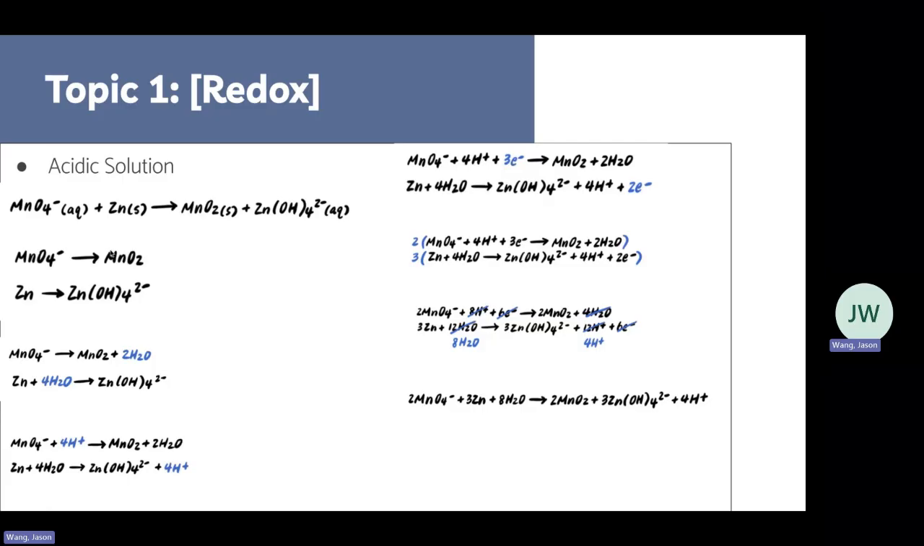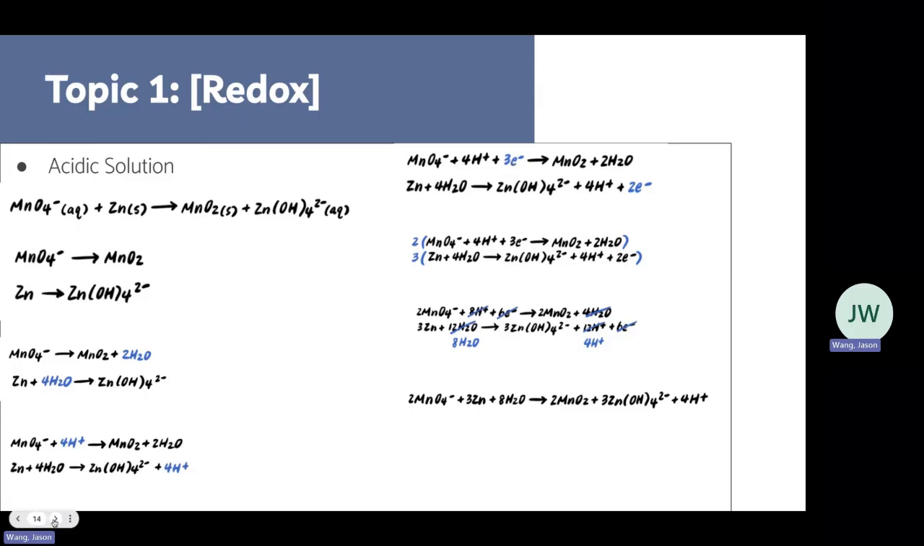Okay. And so again, you need to understand what something being oxidized means, what something being reduced means, and then work yourself from there. There are a lot of practices with redox. And especially with acidic and basic solutions, they can be a little tricky.